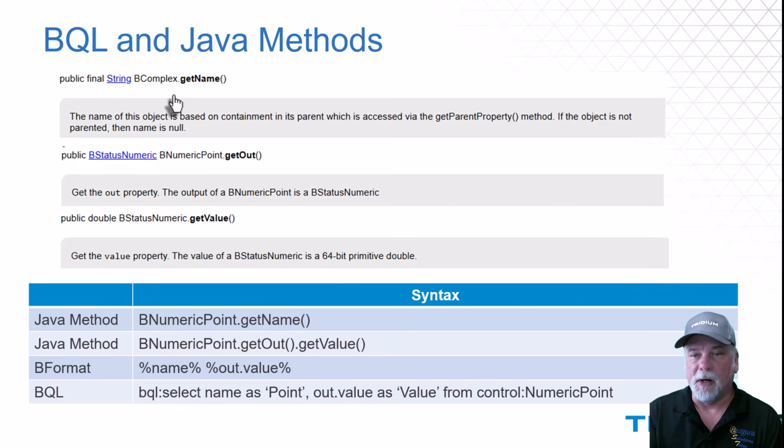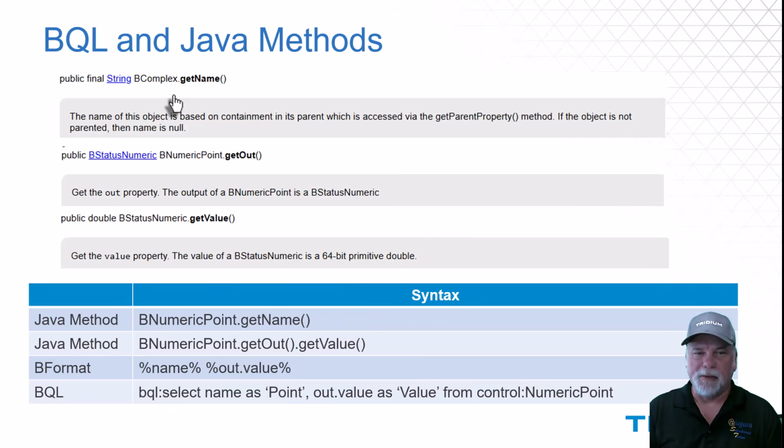When we're talking about a numeric point, for example, there's a public method that gives me a status numeric back. It's called getOut. So again, we would drop the get and lowercase the o. And that's where we get the %out% or just the out in the BQL statement. When you call that Java function, it will start with a numeric point and get the out slot as a status numeric. So then the dot character says, all right, I now have a status numeric, and I can call methods that are available on status numeric. So the getValue method returns the double. That is just the value of that status numeric, excluding the status like OK or down or disabled.